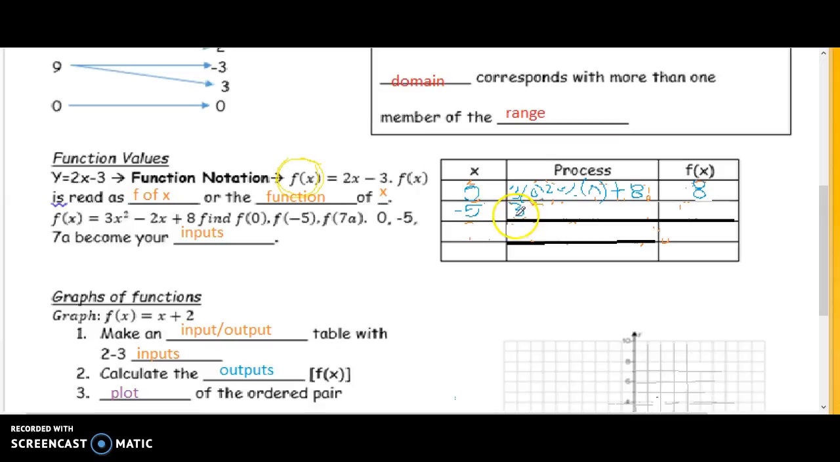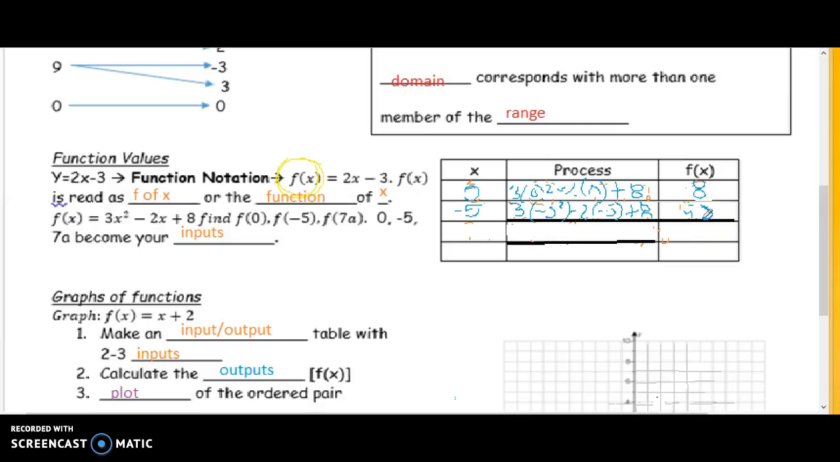So we would have 3 times negative 5 squared minus 2 times negative 5 plus 8. So all I'm doing is substituting in negative 5 in place of the x's in my function. And so then I would get that my value of the function would be 93. That does not look like a 3, but that's a 3.